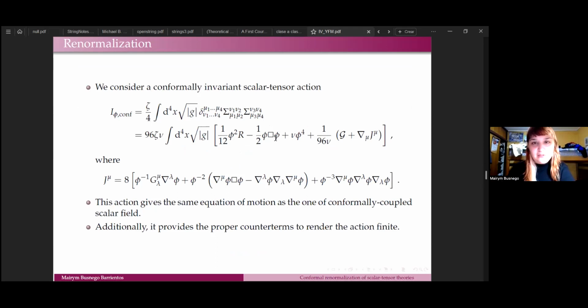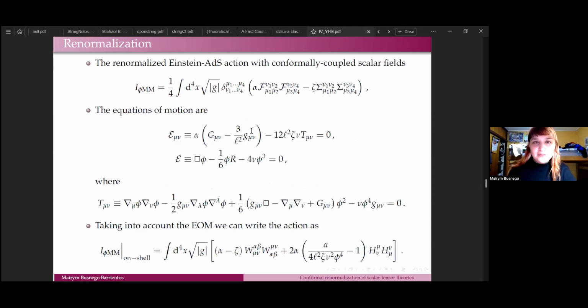And of course, the kinetic term is different, but we'll get the same equation of motion for the conformally coupled scalar fields. In this case, this sort of current is given by this equation. And as I was saying, this action gives the same equation of motion as the one of the conformally coupled scalar field. Additionally, we get for free the counterterms that have the conformal symmetry for this action. So we can have a direct application of this procedure.